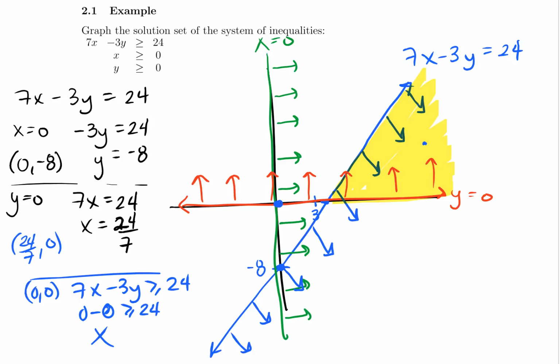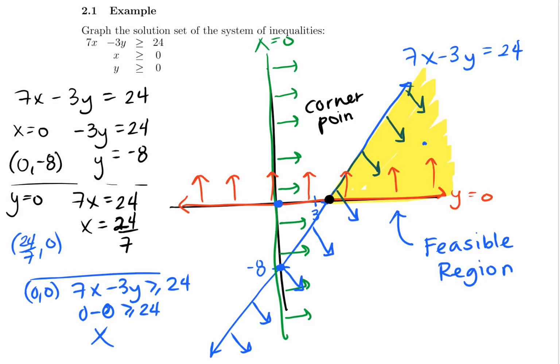We call the solution set for a system of inequalities the feasible region. And any corners of the feasible region, wherever boundaries intersect, we call a corner point of the feasible region. So right here at (24/7, 0), that would be a corner point of the feasible region.